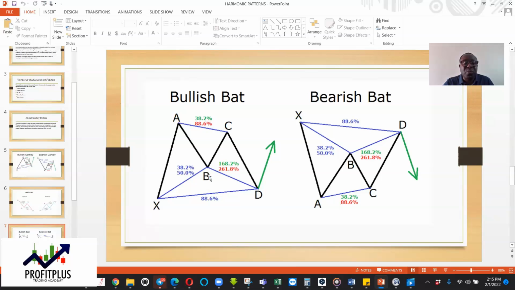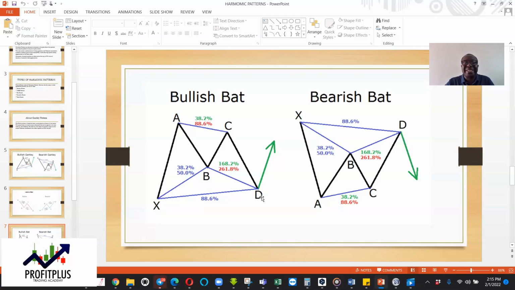Now, price will move from B to C, and the retracement of AB by BC should be between 38.2% and 88.6%. It should not get to 100%, meaning this C should not be at the same level as A, just as simple as that. And you see price again drops below, enters into extension. So AB will enter into extension.